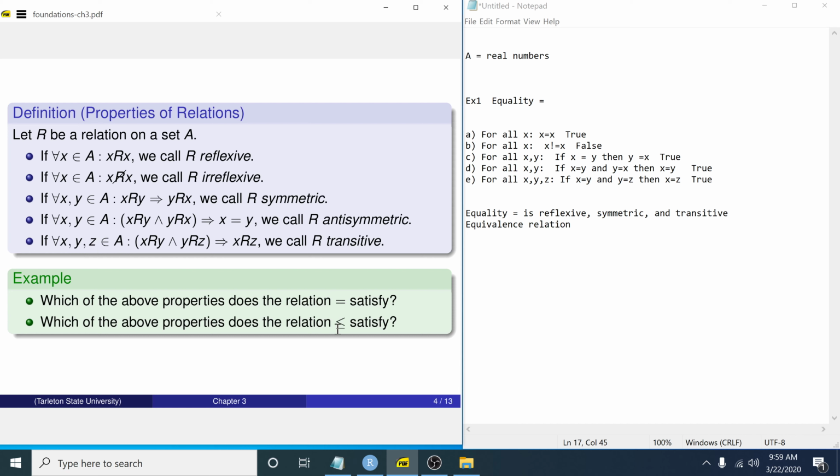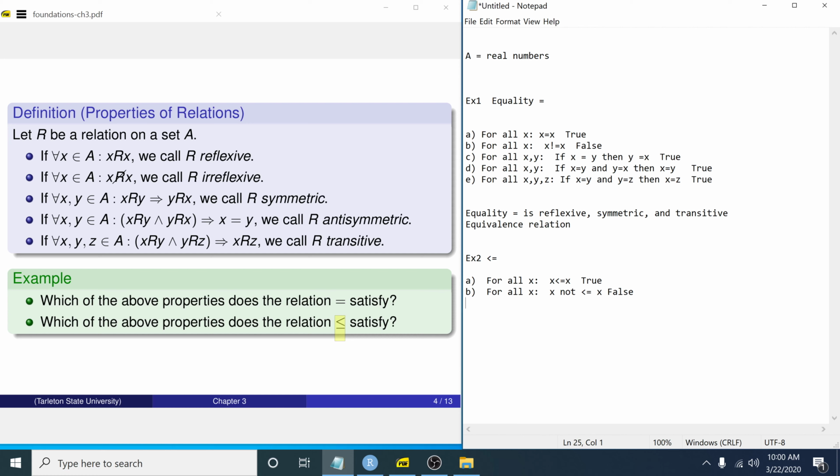Now let's move on to the less than or equal to operation and talk about its properties. So we'll talk about the less than or equal to relation. And so let's go through each one of these. Is it true that for all x, x is less than or equal to x? And the answer is yes, that is true. Every element is less than or equal to itself. Part B, is it true that for all x, x is not less than or equal to x? And the answer is that is not true.